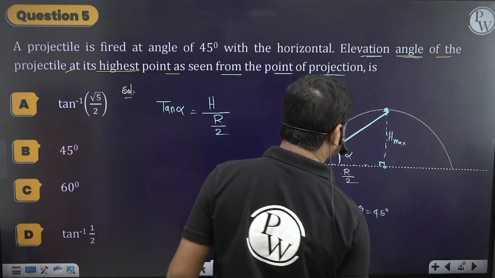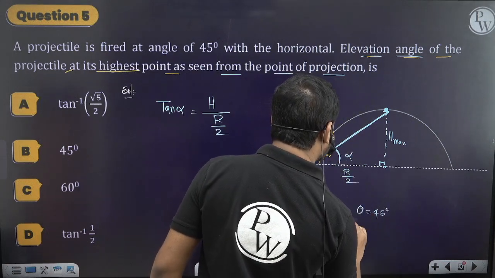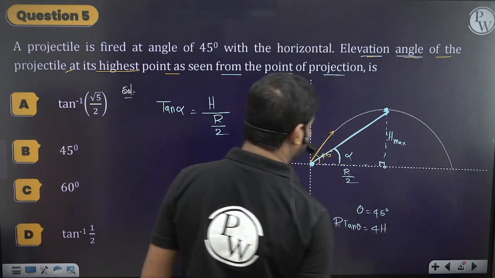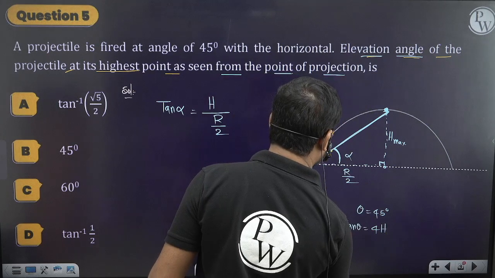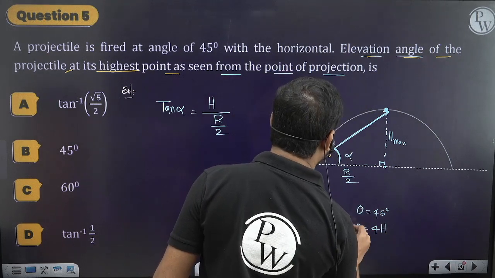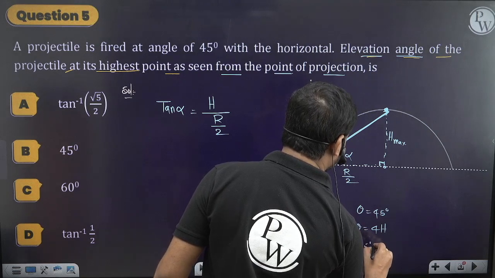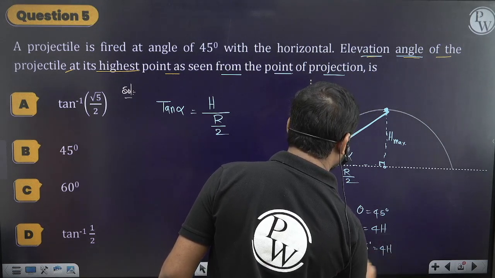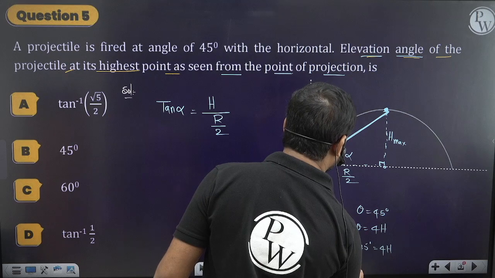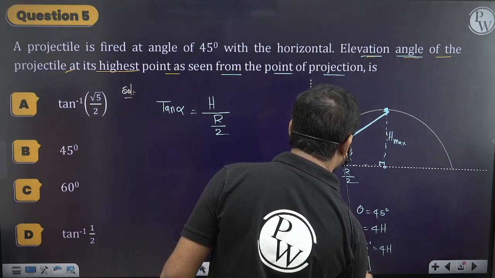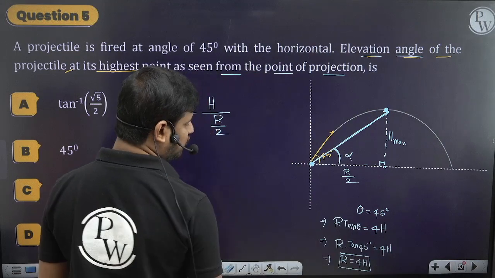So then we know that r tan theta is equal to 4h. So from here, shall I write r into tan theta? So tan 45 is equal to 4h. So let's write r. Tan 45 is 1. So r is equal to 4h. Shall we write? R is equal to 4h, right?